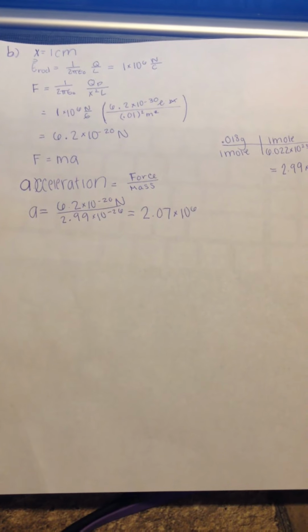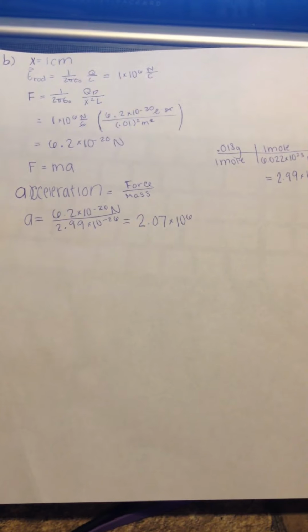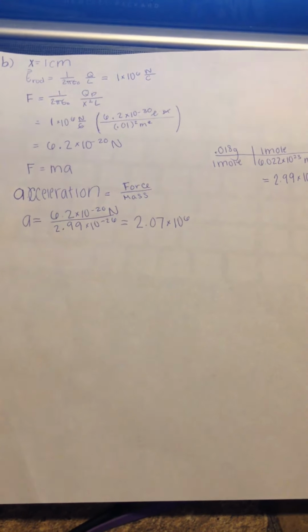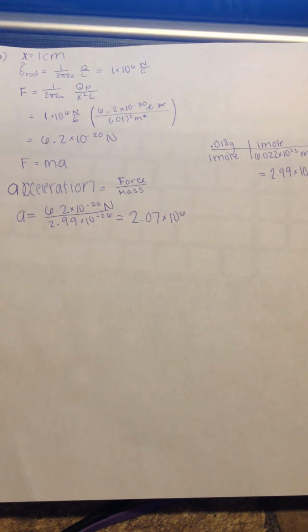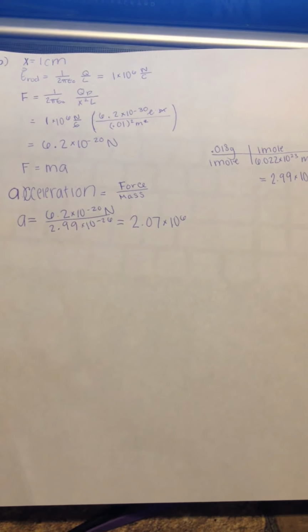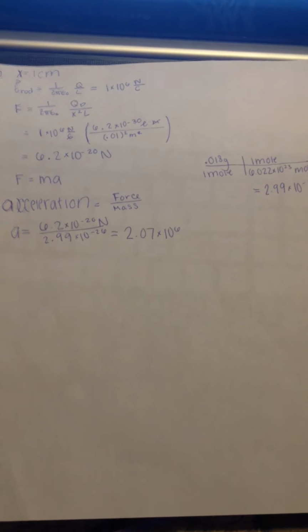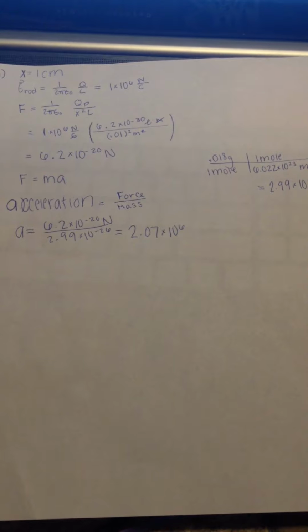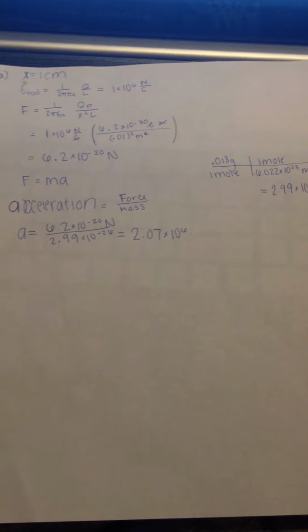Part B. We are asked to find the acceleration, and in order to do that, we need to find the force. We know the electric field of the rod, and that's going to be part of that equation, which is 1 over 2 pi epsilon naught times Q over L. That's just the electric field of the rod, and that's going to equal 1 times 10 to the 6 newtons per coulomb. That's given to us in the problem.